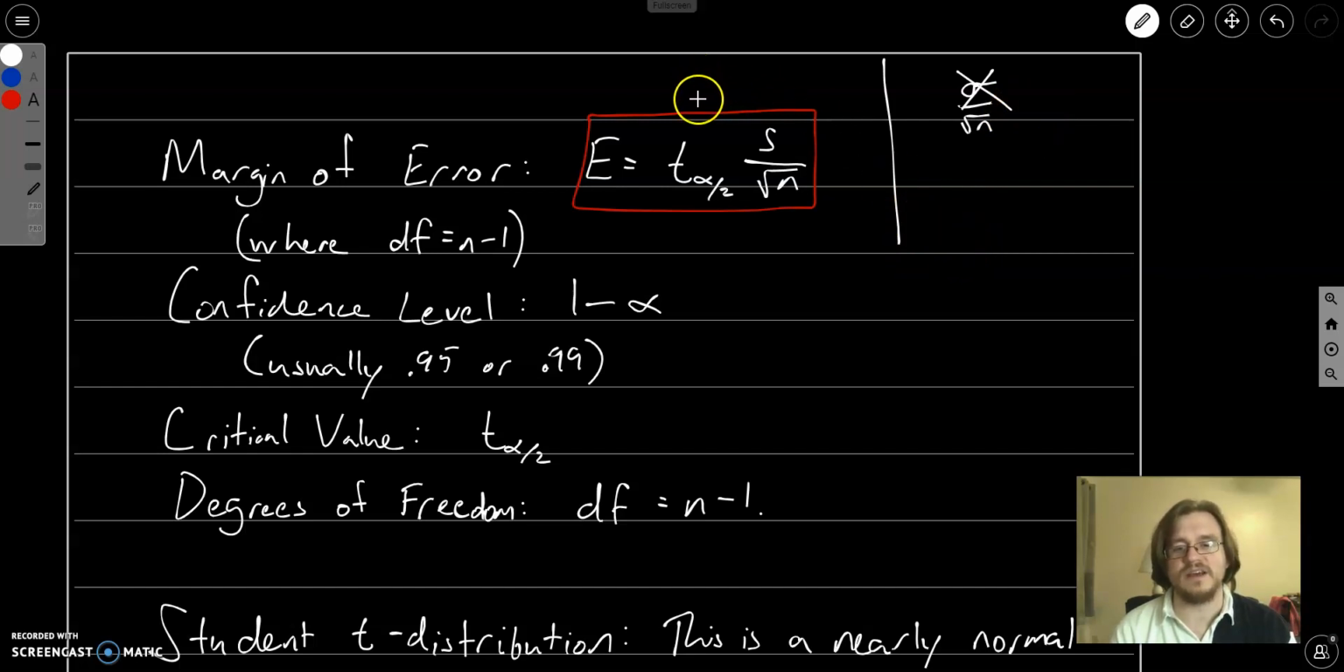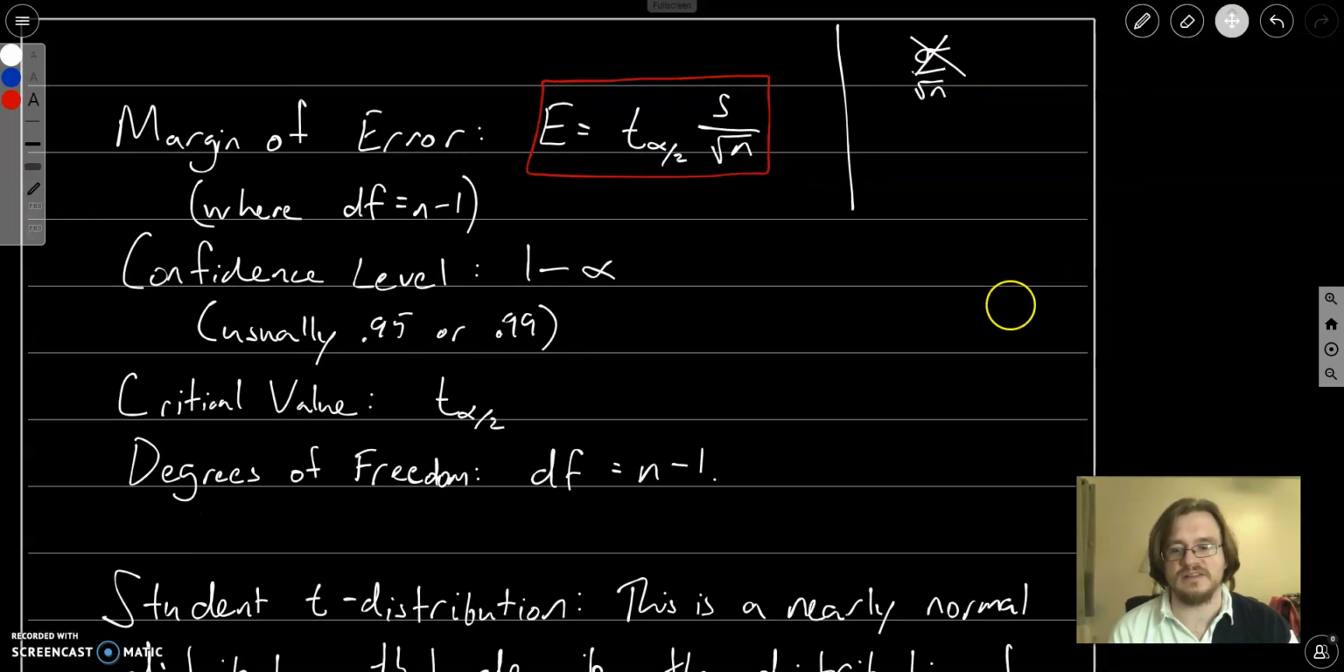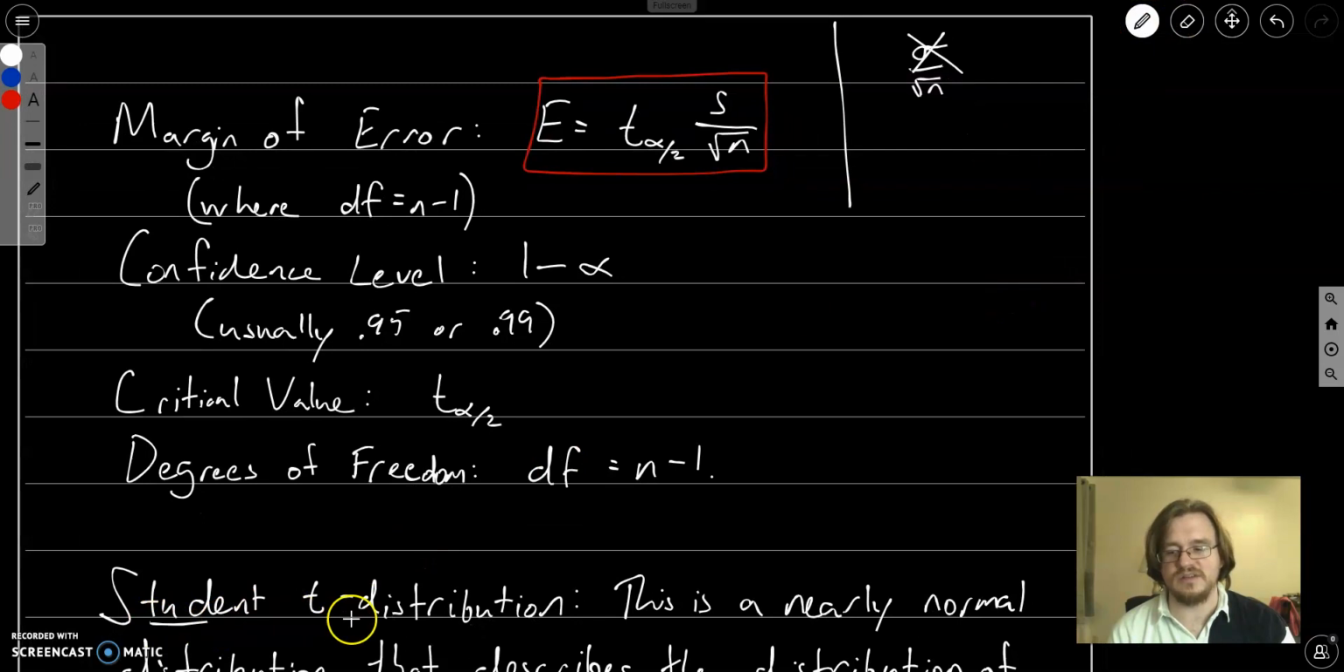So instead of using a truly normal distribution to come up with this corrective factor out here, we'll have to use a different distribution. And you can see at the bottom of the screen, this is going to be called a student t distribution. So this t distribution is what we'll use out front. A couple more little bits here.